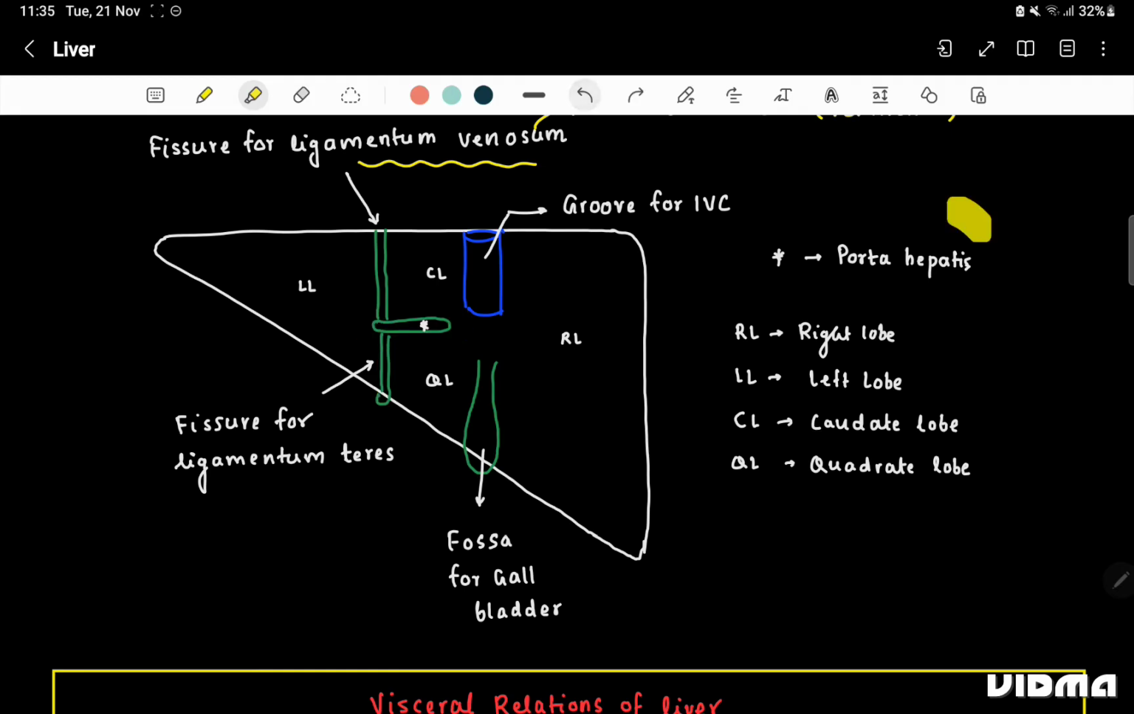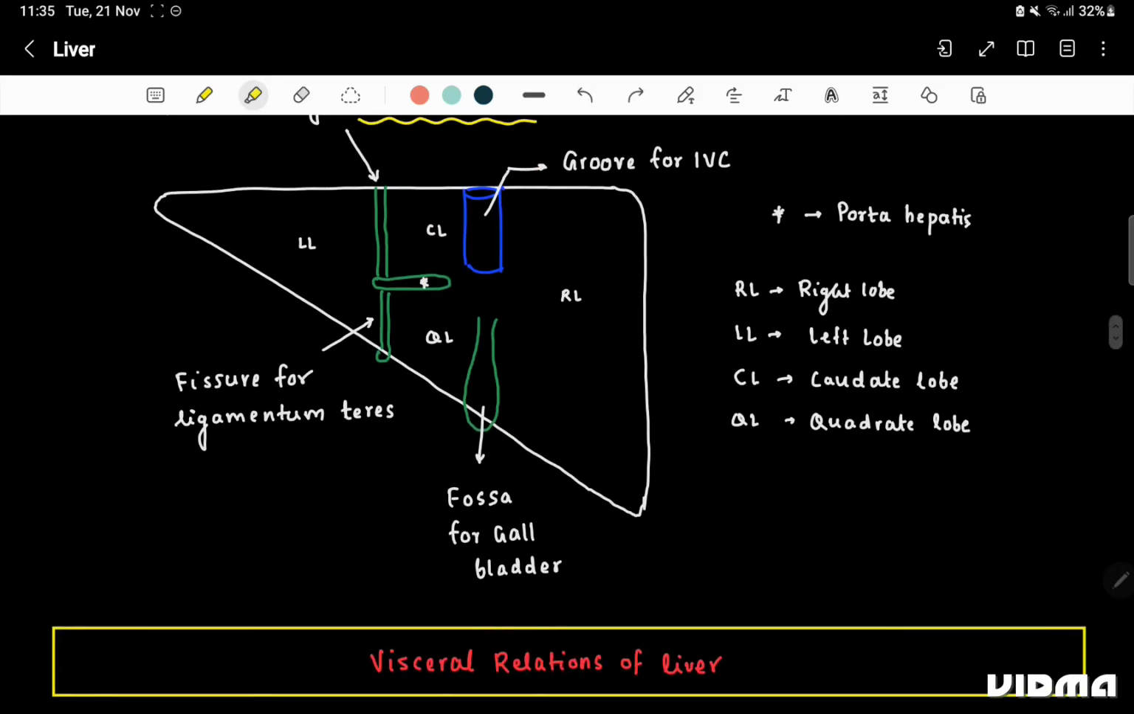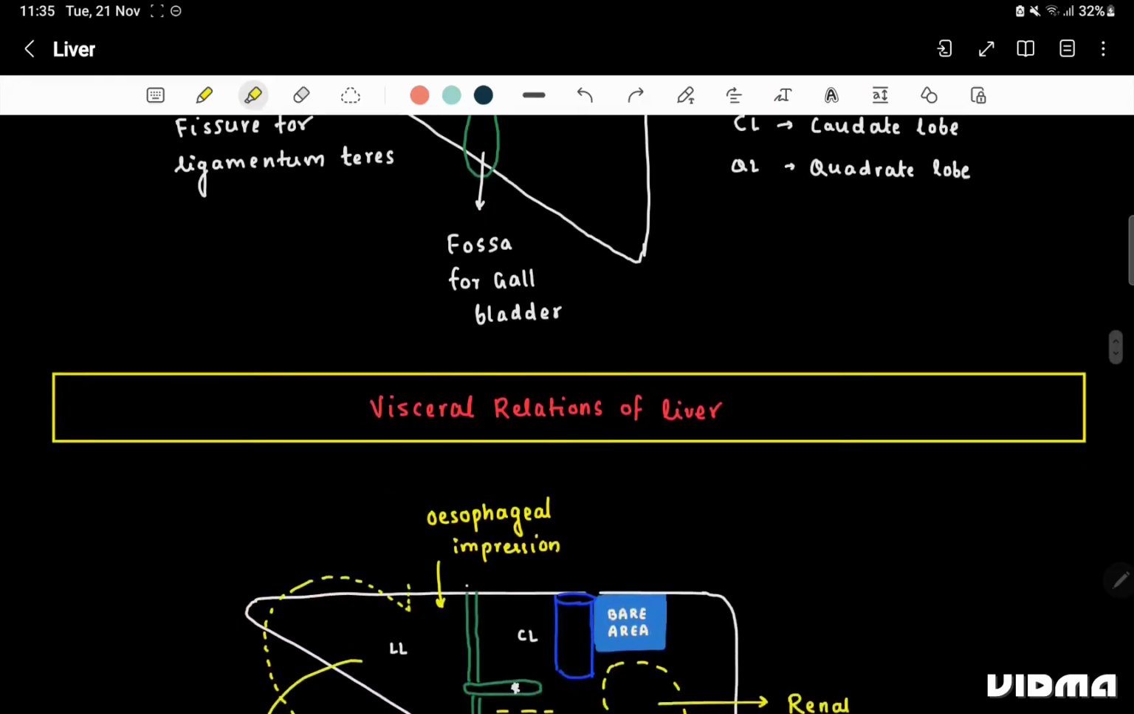And this we have, which is called the porta hepatis. Ligamentum venosum, ligamentum teres, and your porta hepatis. Then we have the groove for the inferior vena cava, and we can well appreciate the 4 lobes with the fossa for the gallbladder here also. So we have a left lobe, a right lobe, and your caudate lobe and your quadrate lobe. So these are the lobes.